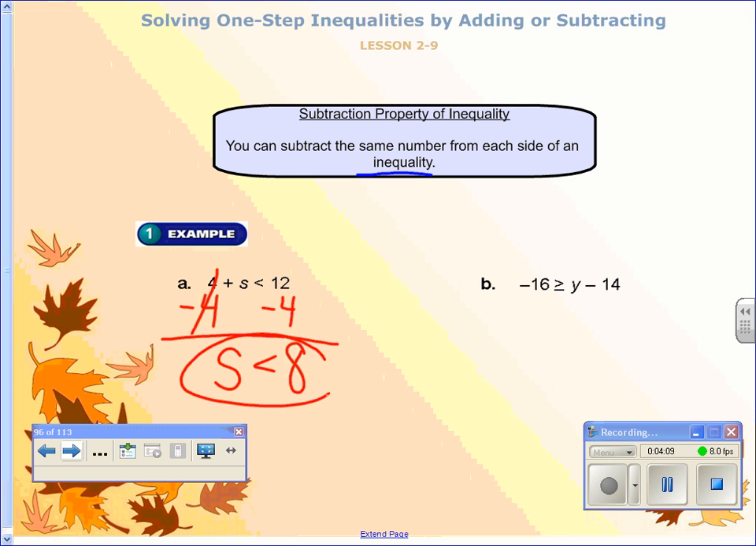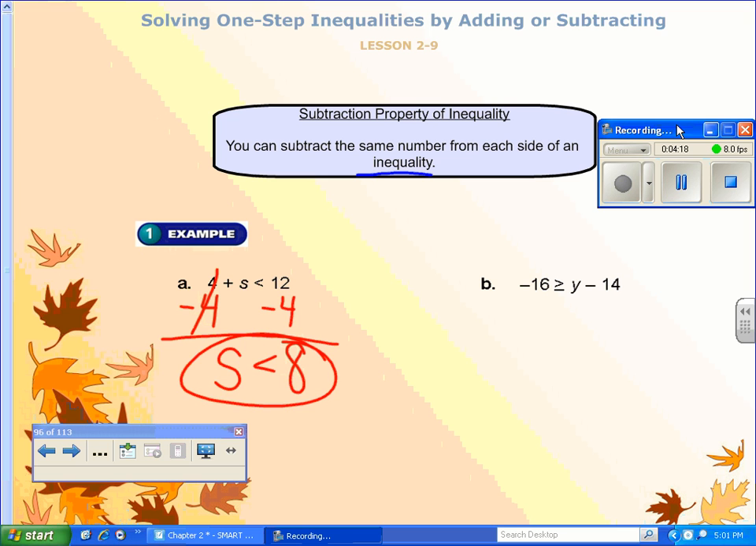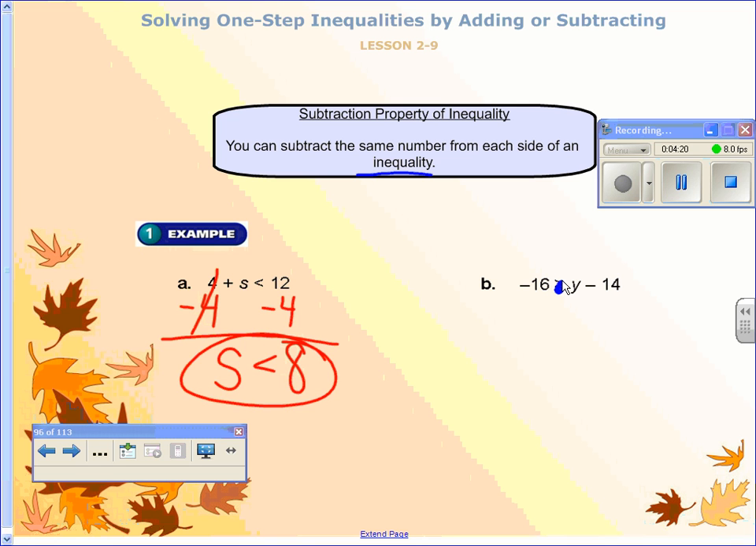So I switch it to x is less than 8. There we go. Now I want you to do the same thing I just did. Again, pretend this inequality sign isn't here for now, and that you just have negative 16 is equal to y minus 14. Solve it how you normally would, then go back and put that inequality sign back on. So go ahead and solve for y.